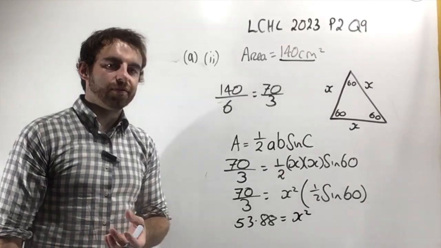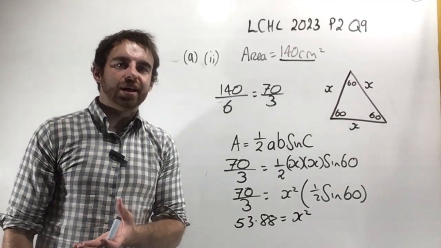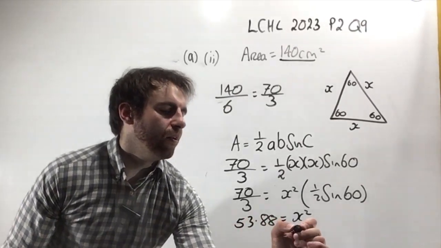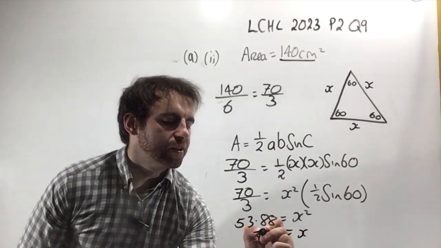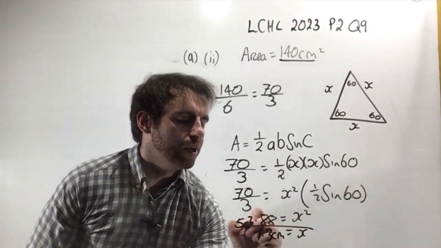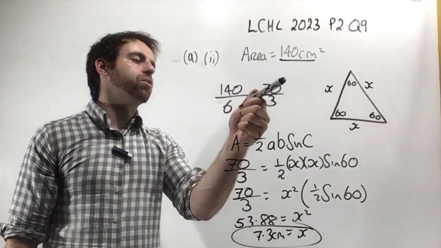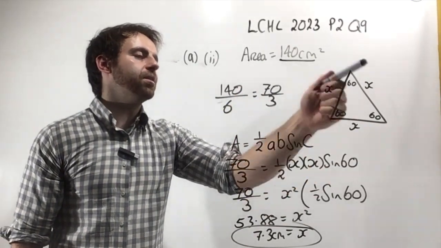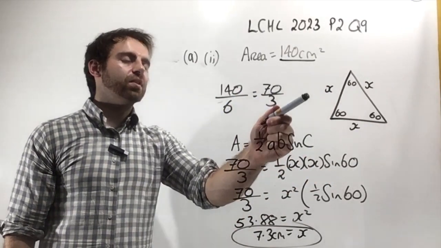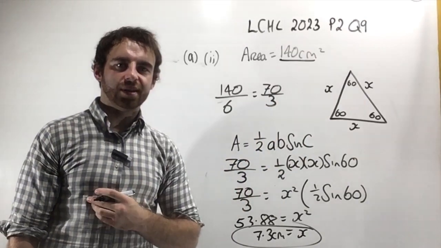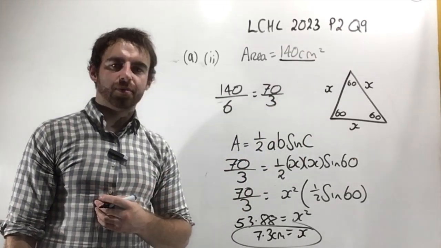So now it's simple enough. Obviously, to get x on its own, we're going to get the square root of both sides, and our final answer in this case is going to work out as 7.3 centimeters. So if the area of one of these triangles is 70 over 3 and it's an equilateral triangle, each of the sides must be 7.3 centimeters. That's your final answer for part 2 here.